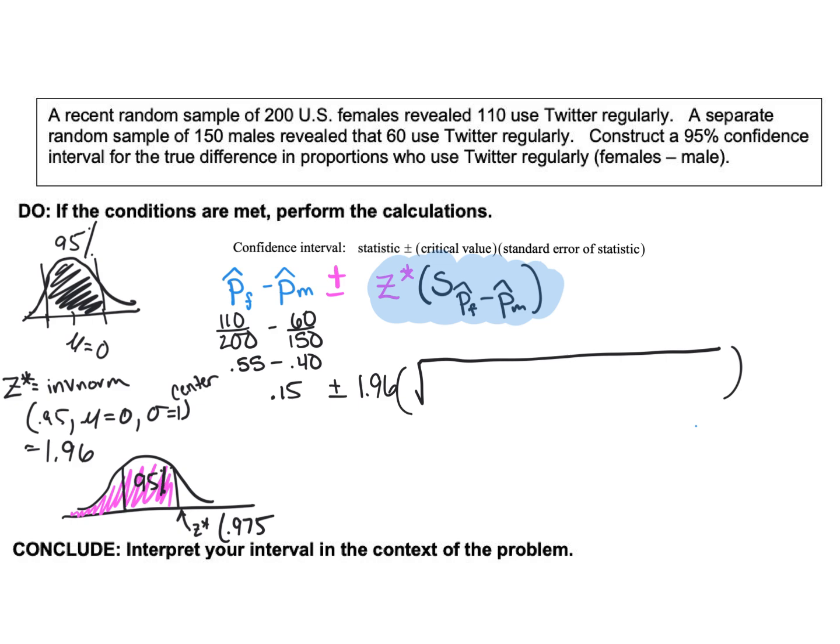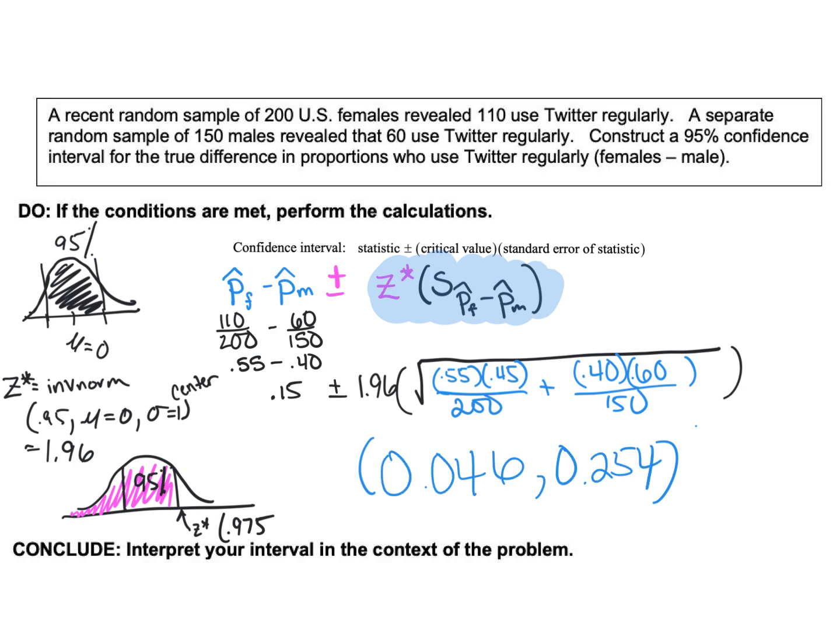All right. So my first sample for the standard error, 55% females use Twitter, makes it 0.45 who don't, and 200 is the sample size. Then I switch to my other sample of males, which is 40% and 60% over a sample size of 150. So once you put all that into your calculator, you will get your confidence interval. So my confidence interval is as low as 4.6% and as high as 25.4%. So 15% like in the middle.